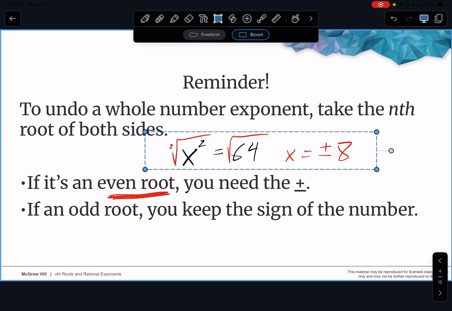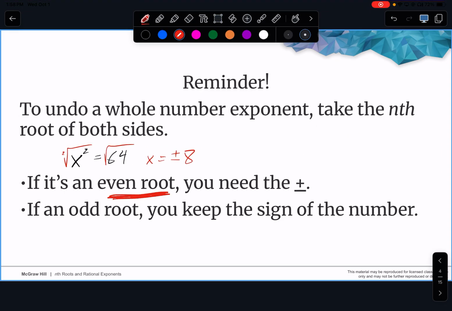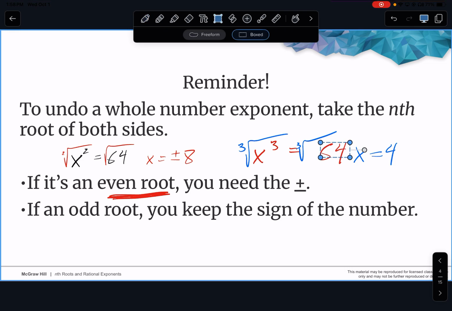Okay, if it's an odd root, let's do x cubed equals 64. So to undo that, I do the cube root. Again, I want my index to match my exponent. What I do on the left, I do on the right. So the cube root of 64 is 4. So this one is just x equals 4. We don't need the plus or minus. If that was negative 64, then my only answer would be negative 4.